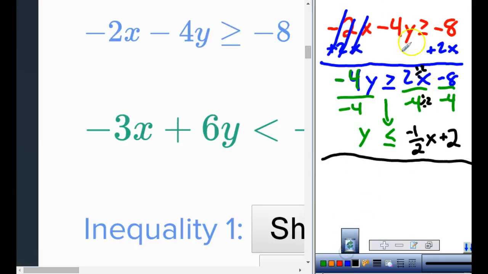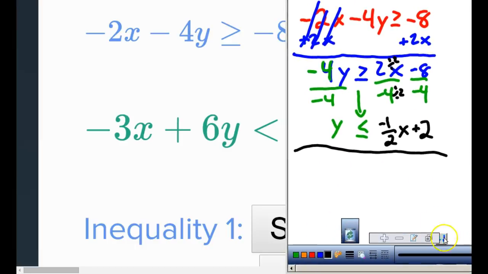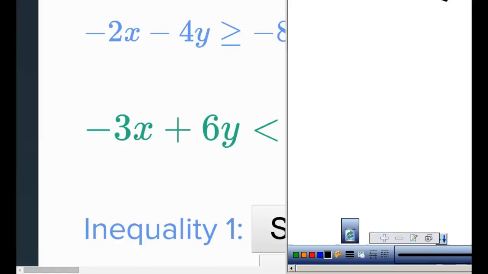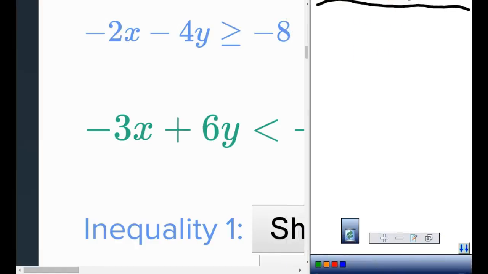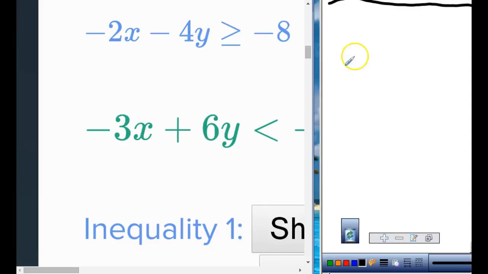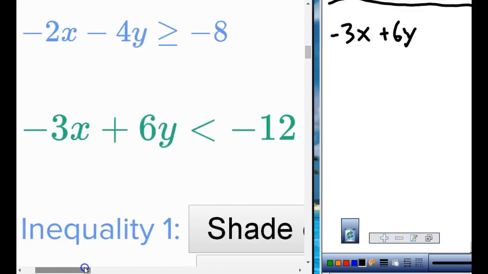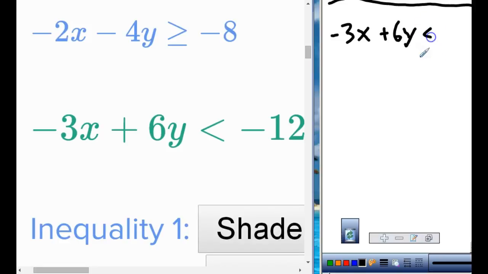Write that down as well. There we go. So this is going to be negative 3x plus 6y. I think this was less than negative 12. Alright, same thing, being very careful, writing big, not missing a negative. So we've got to add 3x to both sides. Write this down with me. So you have it all down.